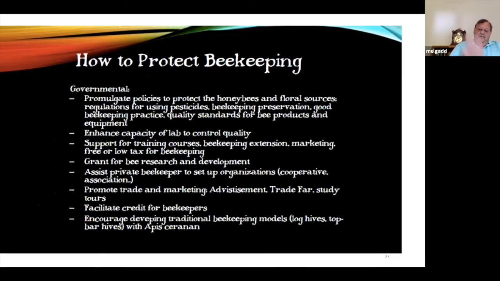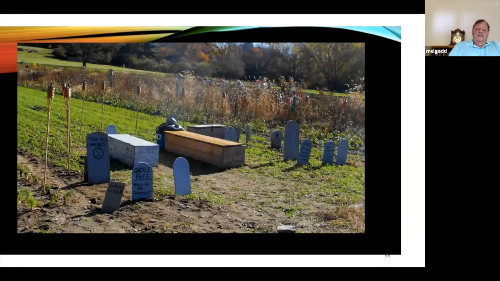And we need the government to start passing some rules about some of this stuff. We need to ban some of these pesticides that are out there that are really hurting the bees and all the other animals out there. And we need to do more things to encourage beekeepers. Otherwise, our farms are going to die.